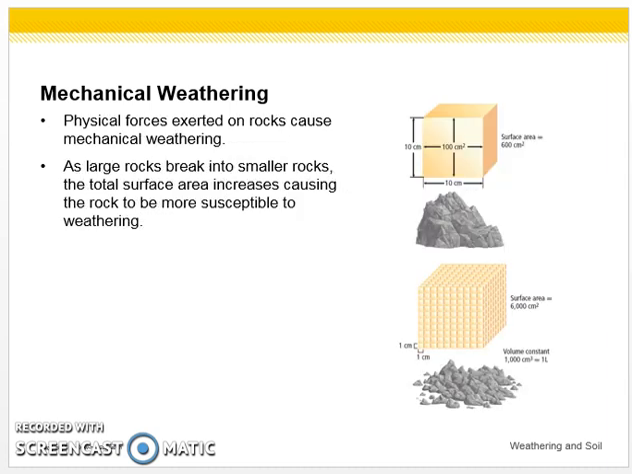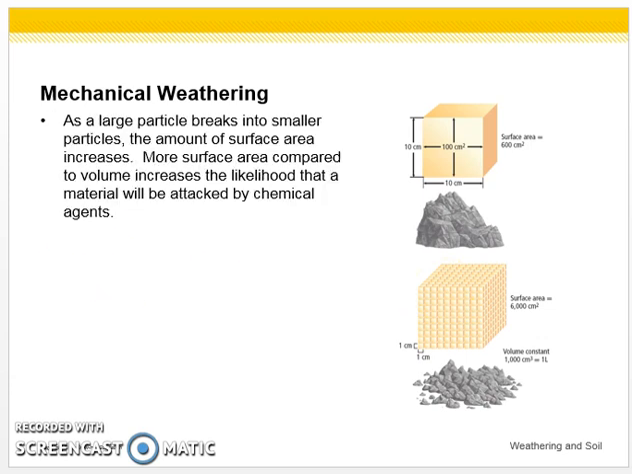Physical forces exerted on rocks cause mechanical weathering. As large rocks break down into smaller rocks, the total surface area increases, causing the rock to be more susceptible to weathering. So if I have just one big piece here, I can only hit it from certain sides, right? But if I can get in there and get into all these, this is a piece, this is a piece, this is a piece, this is a piece. There are a ton of pieces. Weathering is going to happen at a faster rate.